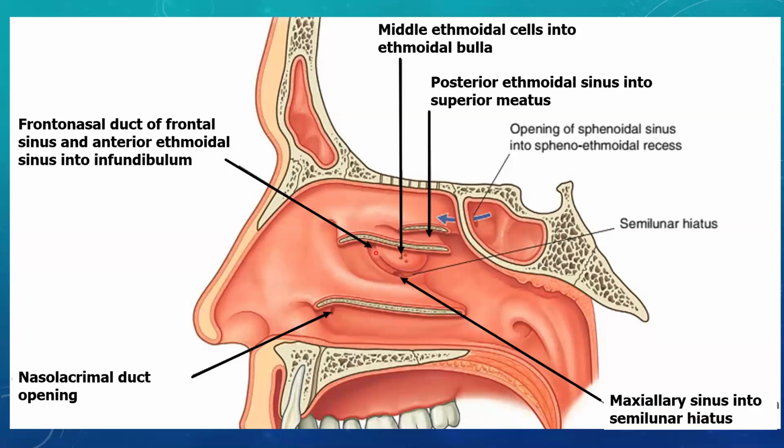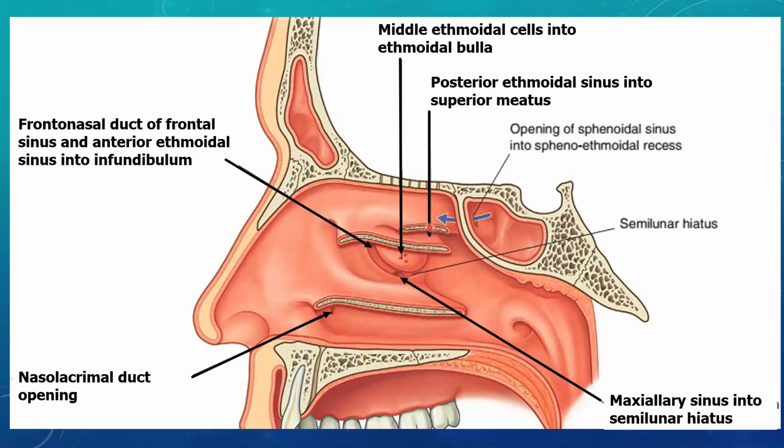So the other three structures opening into the middle meatus: frontal sinus and anterior ethmoidal sinus in the infundibulum, middle ethmoidal sinus in the ethmoidal bulla, and maxillary sinus in the semilunar hiatus. Now in the superior meatus, the posterior ethmoidal sinus will open. Okay, posterior ethmoidal sinus will open into the superior meatus.